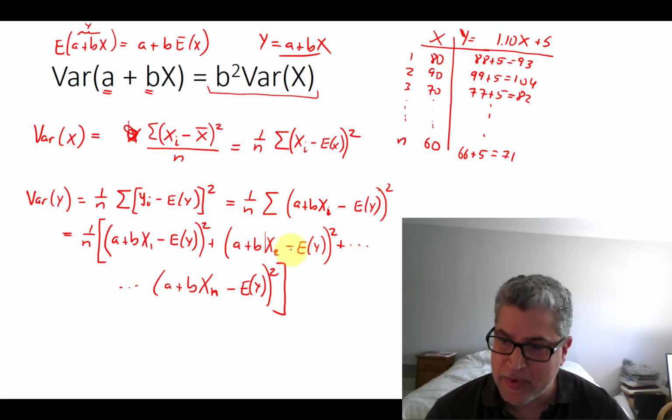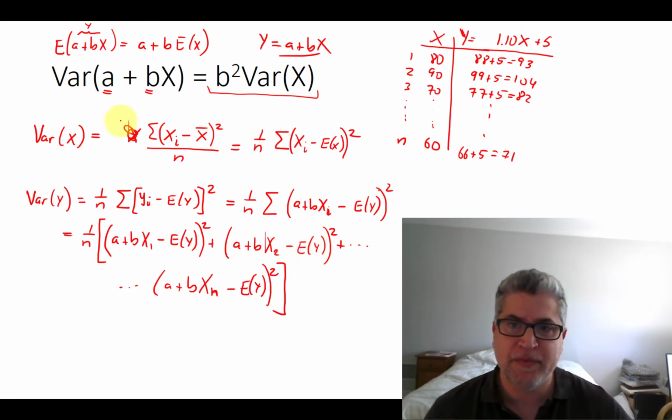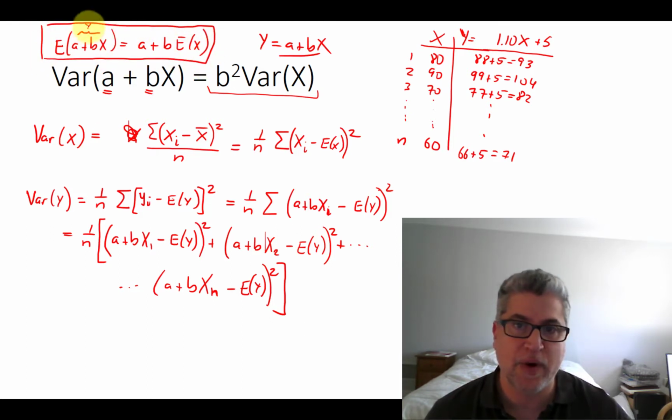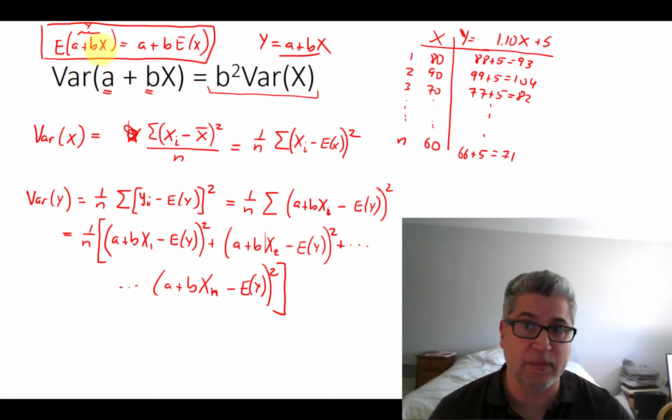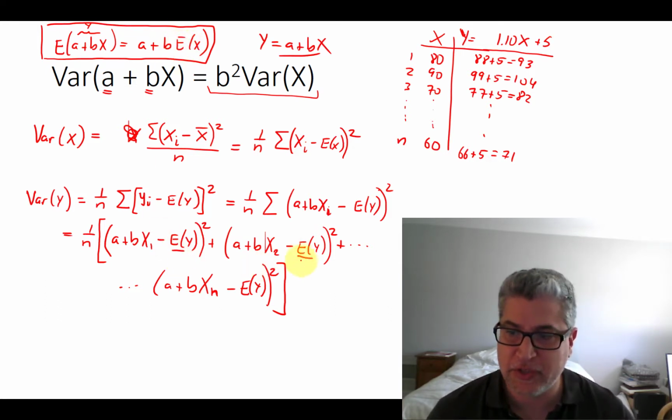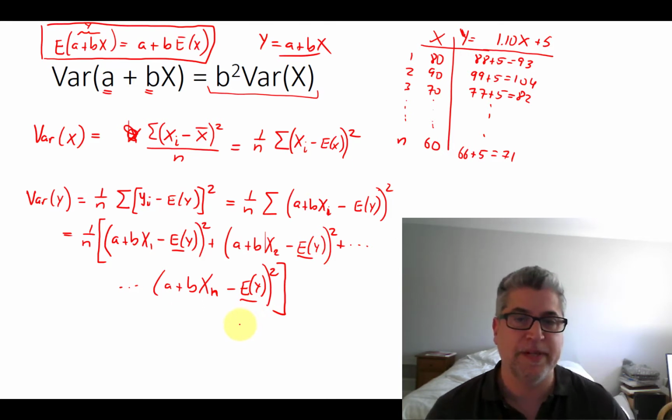Notice that we have an expectation term here. So let's expand this. In the previous video, we saw this. With the expected value of y, if y is a linear transformation of some other variable, it is a plus b times the untransformed expectation. So let's substitute this in for each of those expectations of y.